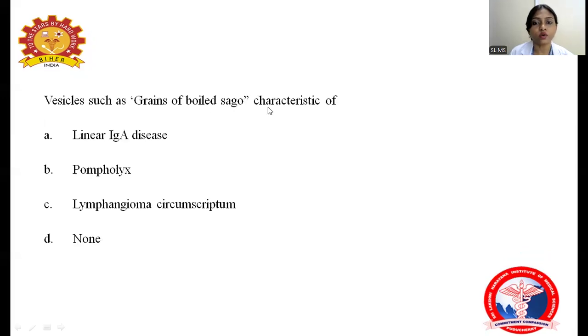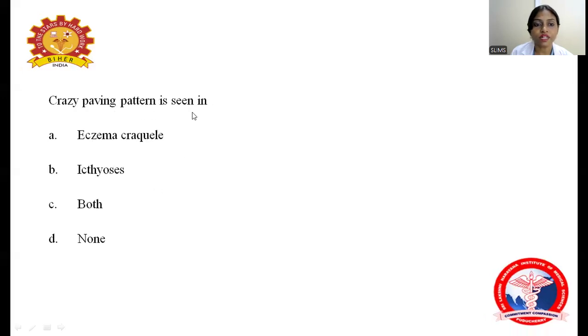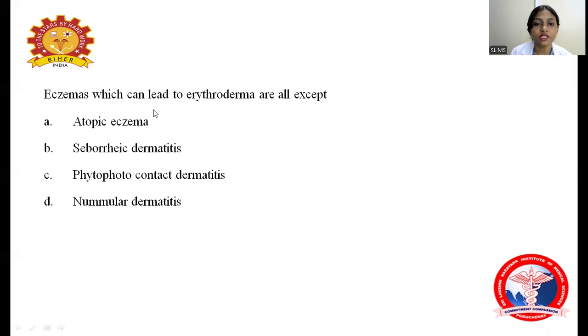Grains of boiled sago are seen in pompholyx, sago grain appearance, where there will be deep-seated vesicles in the palms and soles. So grains of boiled sago is a characteristic of pompholyx. Crazy paving pattern is seen in eczema craquelé or asteatotic eczema, dry skin eczema. Eczemas which can lead to erythroderma are all except nummular dermatitis.